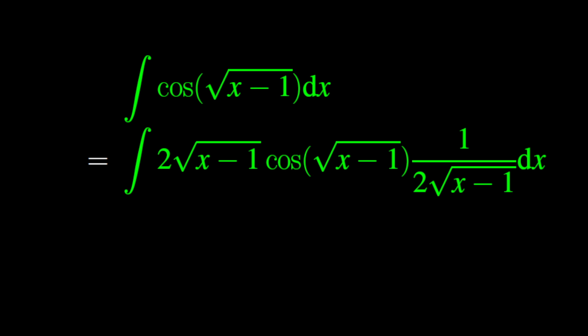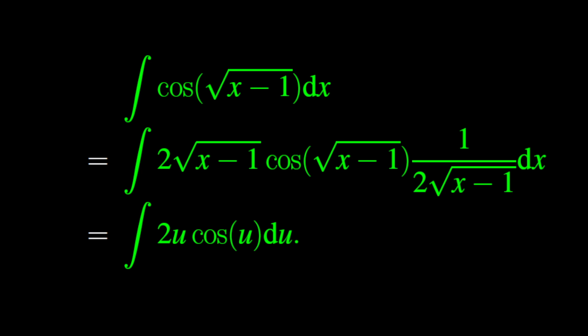We can clearly see u and du in the expression of the integral. So, we replace square root of x minus 1 by u, and the fraction 1 over 2 times square root of x minus 1 by du. We then obtain the new expression of this integral as the integral of 2u times cosine of u du.